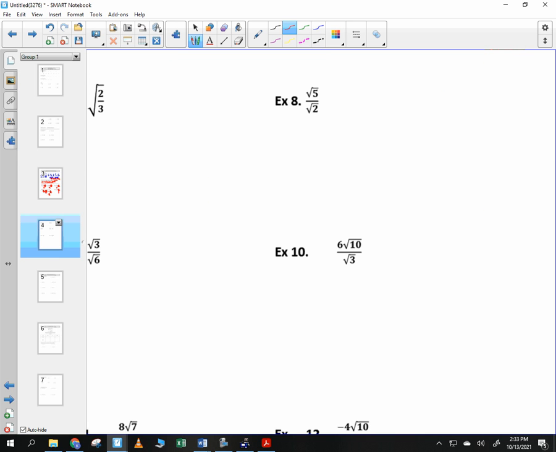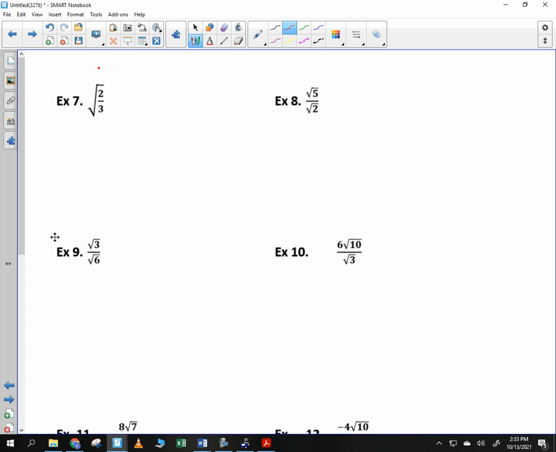What if the denominator is not a perfect square, like in example 7? This is where we run into a problem. This can be rewritten as the square root of 2 divided by the square root of 3. Can I leave it like that? I can't, because I have a square root in the denominator. So you may know how I get rid of the square root of 3 in the denominator.